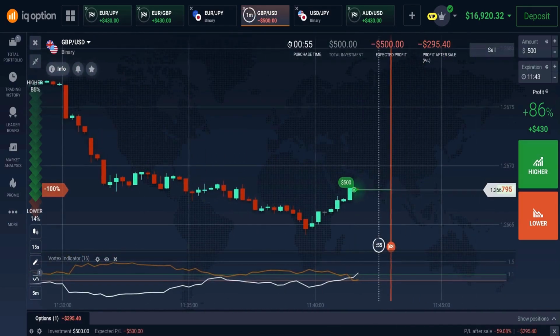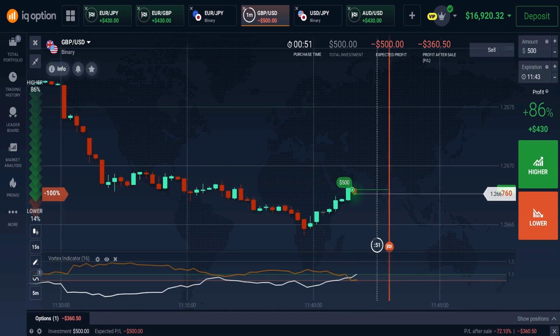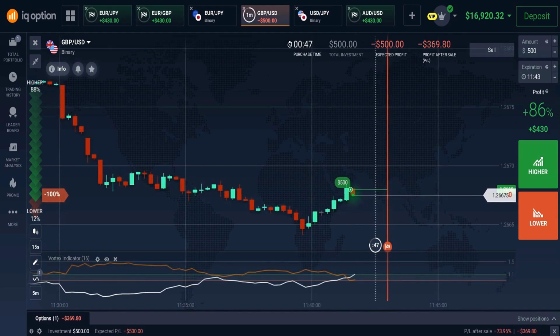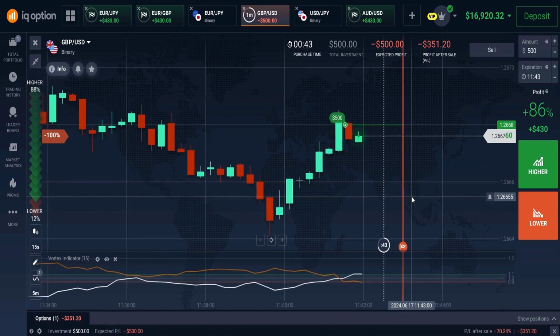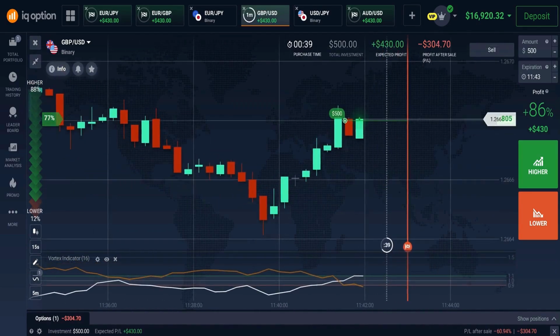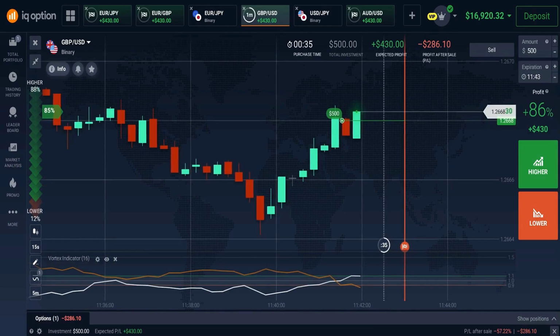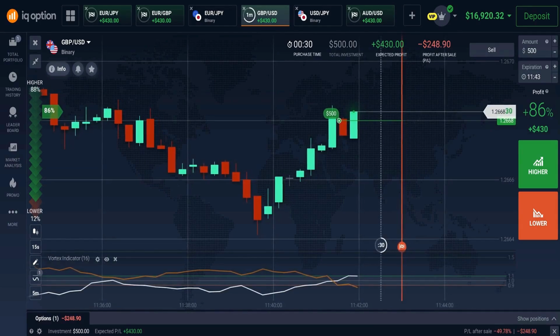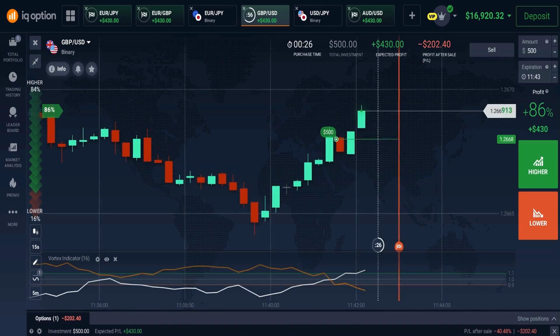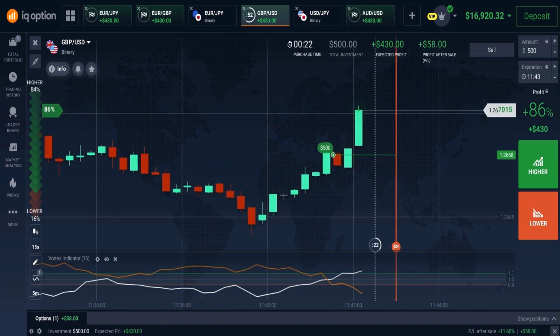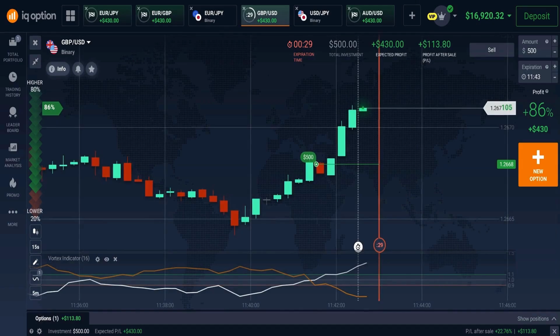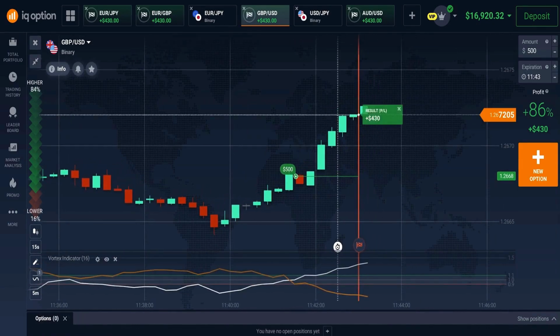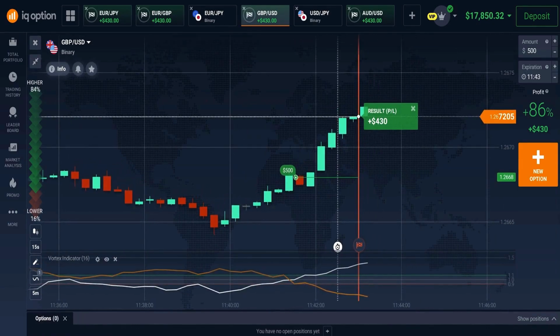All right, traders, here's another clean setup. According to our trading rules, this is a perfect buy opportunity. The white line of the Vortex indicator has crossed above the red line and is moving upward, just what we're looking for. I've entered a buy trade with a 1-minute expiry. Now, let's wait and see how this one plays out. And there it is. We got a winning trade.